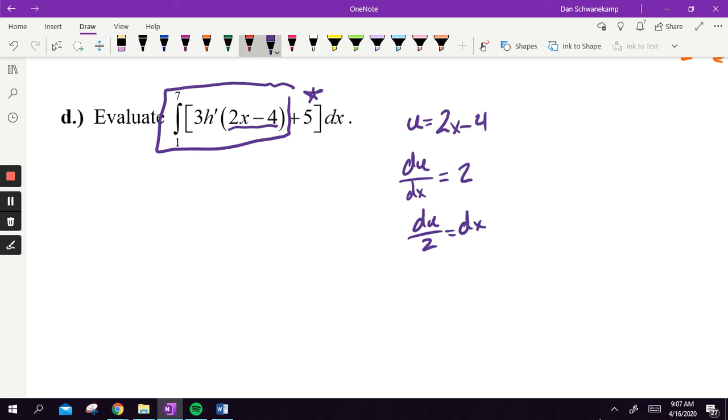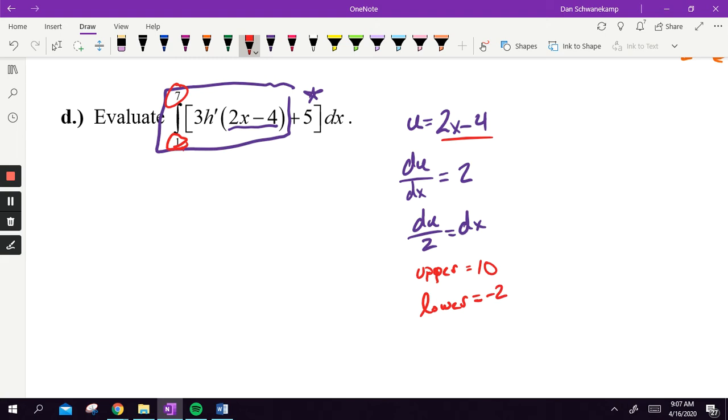I changed my bounds. Okay, I changed my u, so I'm going to change my bounds. My upper bound is now going to be, hey, I plug 1 into this. So if I plug in, no, that's a lower bound, just kidding. I'm going to plug 7 in for my upper bound, 14. Upper bound is 10. Lower bound is negative 2.